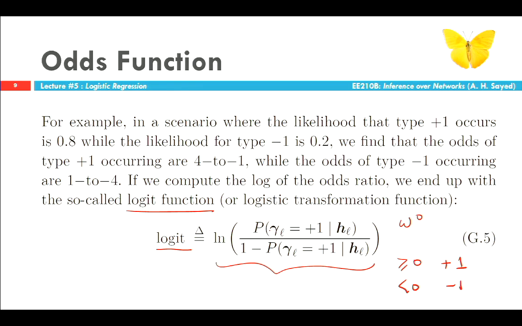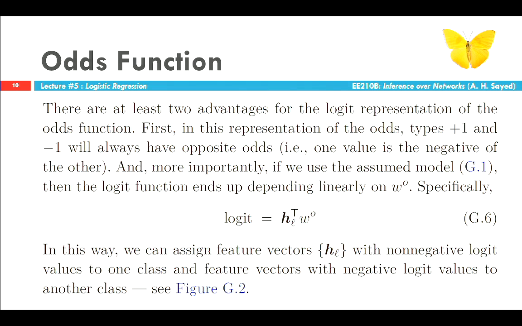Now, if you replace P by what it is, I told you earlier that P is this exponential of minus h transpose omega 0, right? And compute this log, you will find that this function becomes linear in omega 0, okay? So what the logistic regression problem is doing is finding a linear model for the logit function, okay?